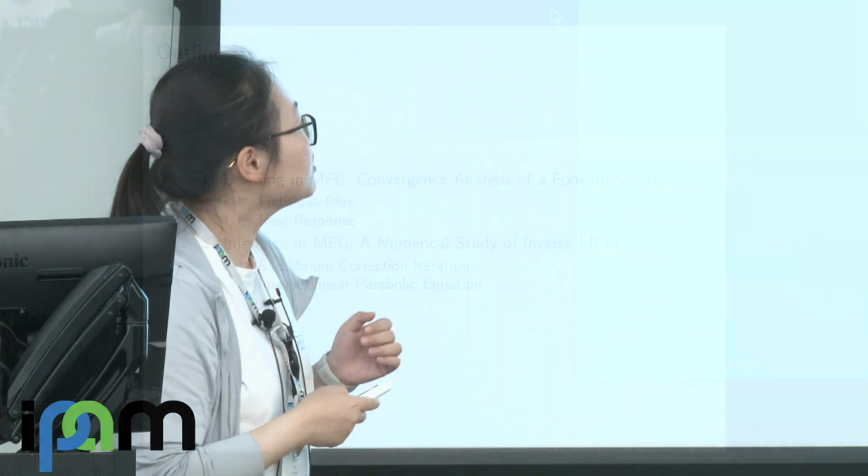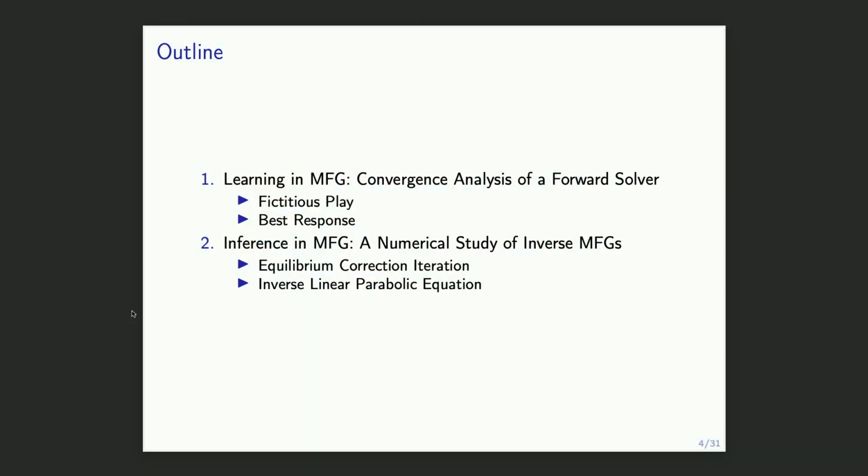So the work I'm going to present today wants to give some insight on this. The first thing we do is we will give a convergence analysis of a forward solver, which is called fictitious play. This fictitious play already exists in classical game theory and was adapted to mean field game recently, but the convergence analysis is still not clear before our work.